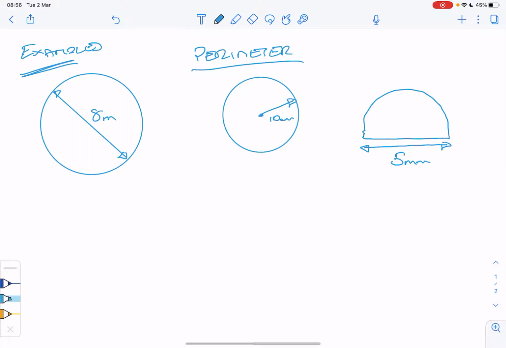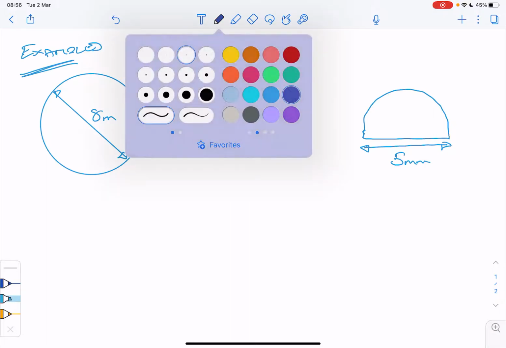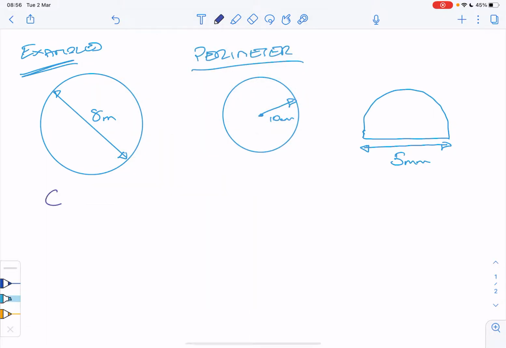However, for this last question, we're going to have to be slightly careful. But when we're dealing with perimeter, it's the distance around the whole shape. Okay, right. So for this first one, the point is we need our formula. Very, very similar to when we're dealing with other shapes, we need a formula for this, and C equals pi d is that formula.